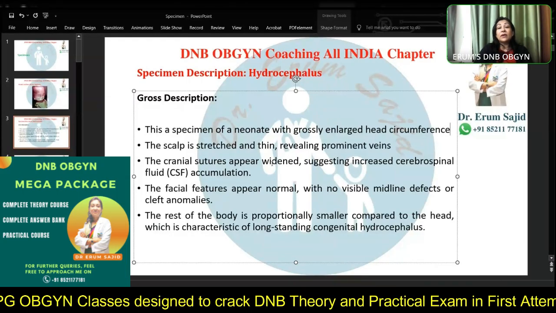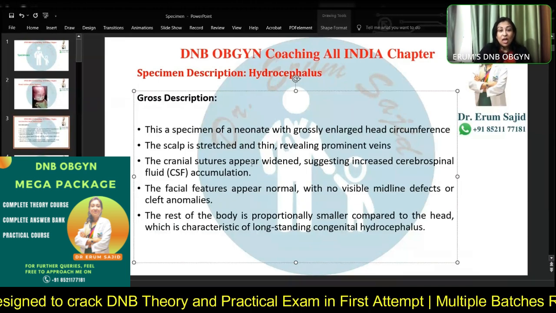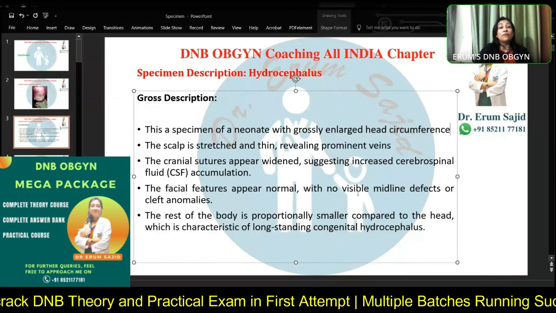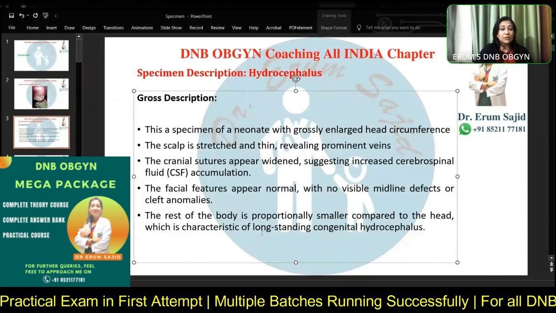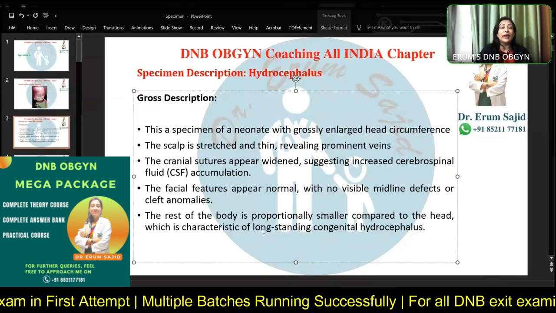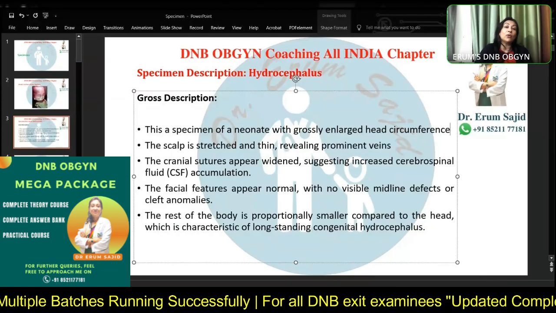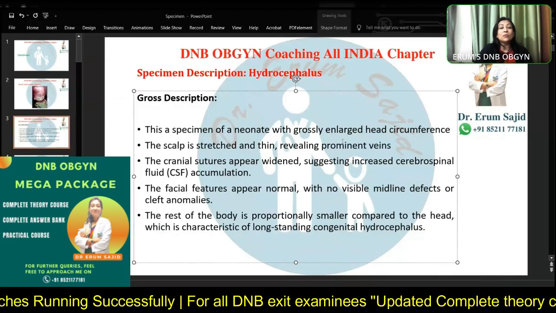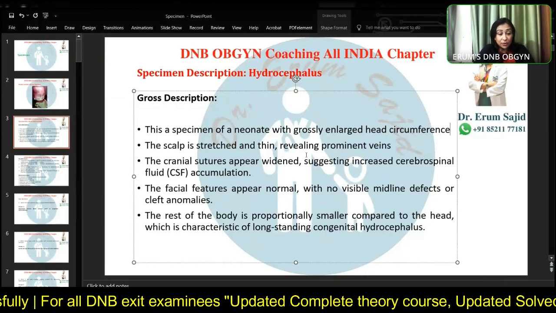The cranial sutures appear widened, suggesting increased CSF accumulation. Facial features appear normal, no visible midline defects or cleft abnormalities. The rest of the body is proportionally smaller compared to the head, which is characteristic of a long-standing congenital hydrocephalus. So this is most probably a specimen of hydrocephalus. That's what you're going to share, that's what you're going to write down.